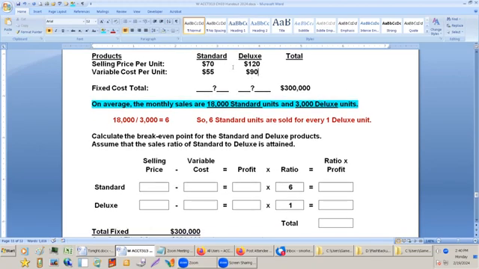And we can't do the break even without knowing the fixed costs, and we don't know how much to give to standard and deluxe. So see if you can figure that one out based on what we did on the other one.